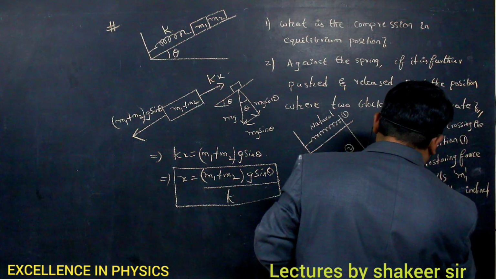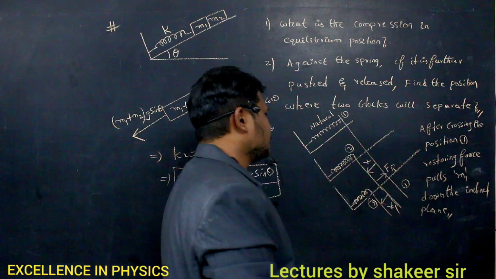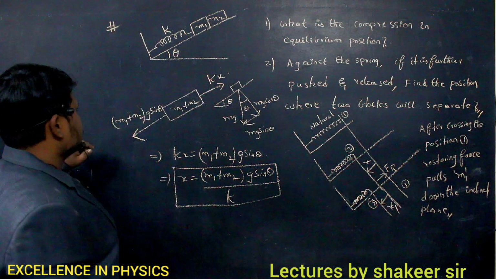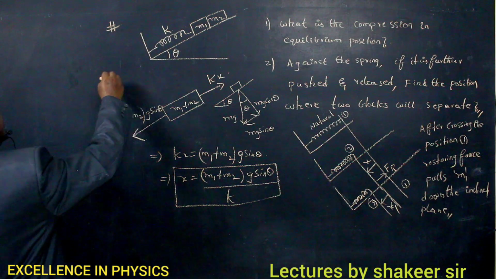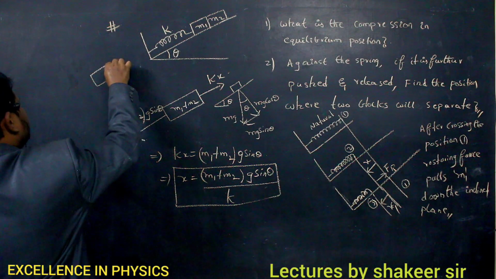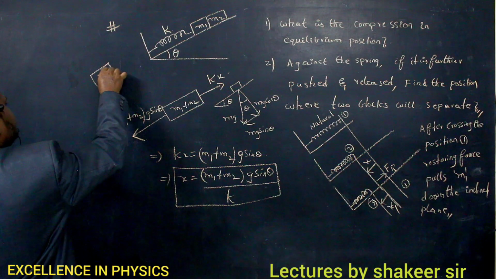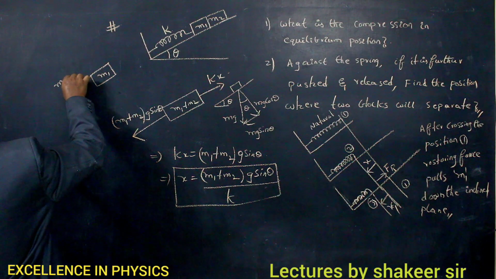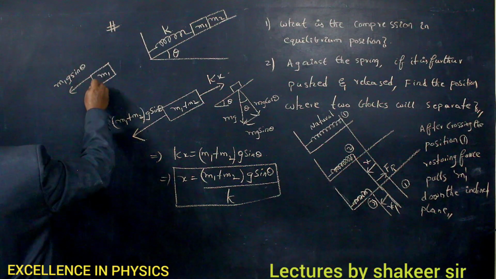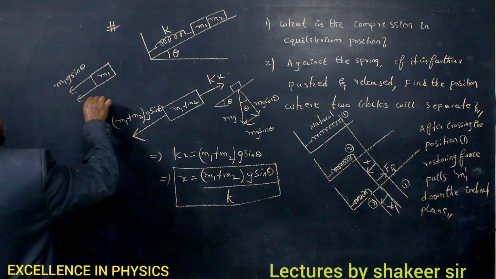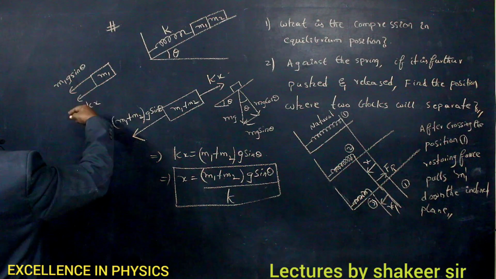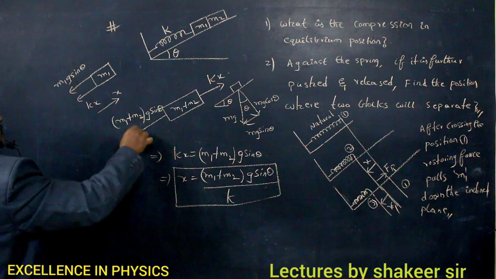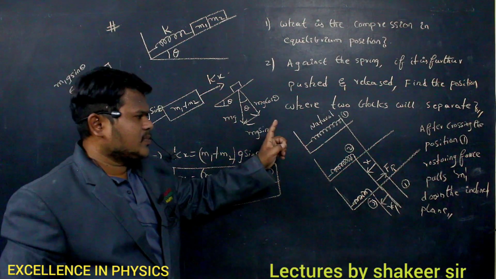So therefore after crossing the natural length of the spring, how many forces are acting on mass m1? We will write here. On mass m1, totally how many forces are acting? One force is this one, m1g sin theta, and an additional force is kx. Why is kx in this direction? Because elongation of the spring is in this direction after crossing position number 1.